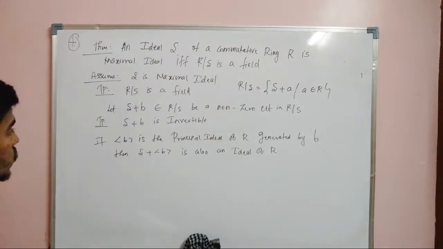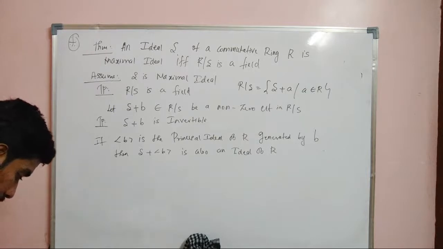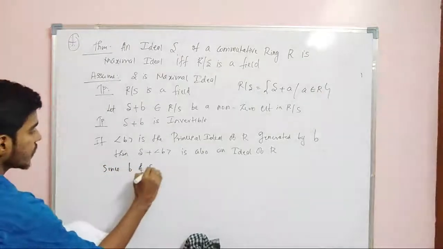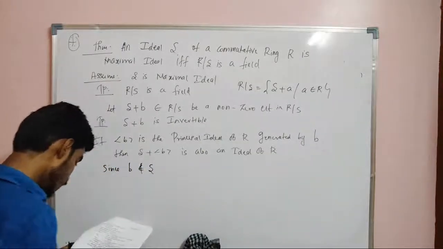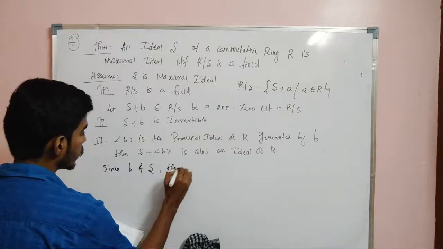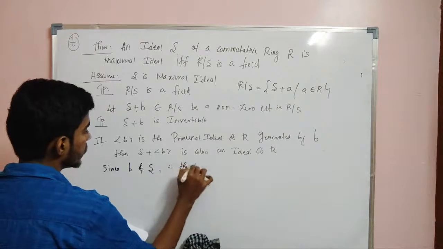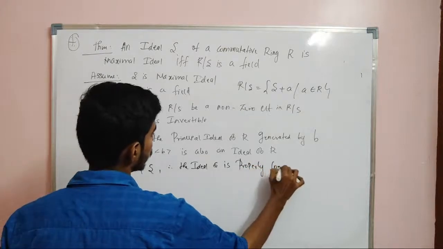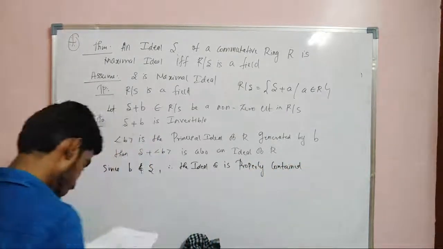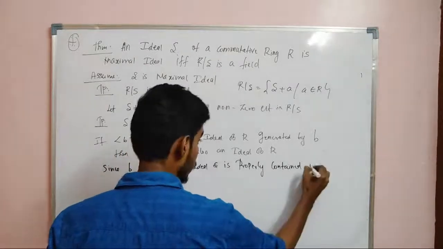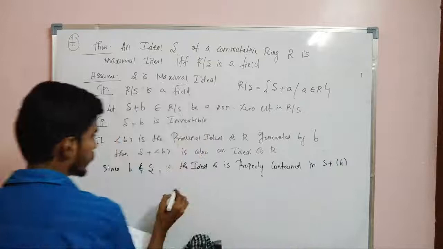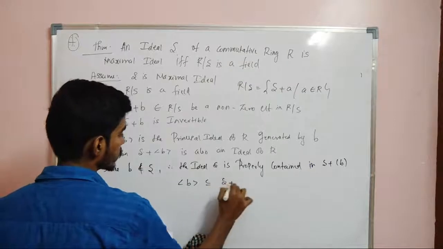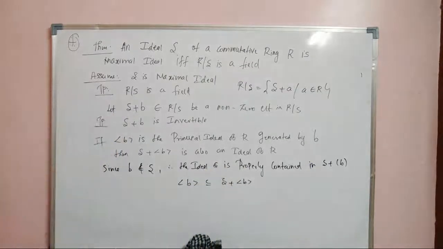Now, since B does not belong to S, the ideal S is properly contained in S plus B. Therefore, the ideal S, that is, the ideal generated by D, is properly contained in S plus B.